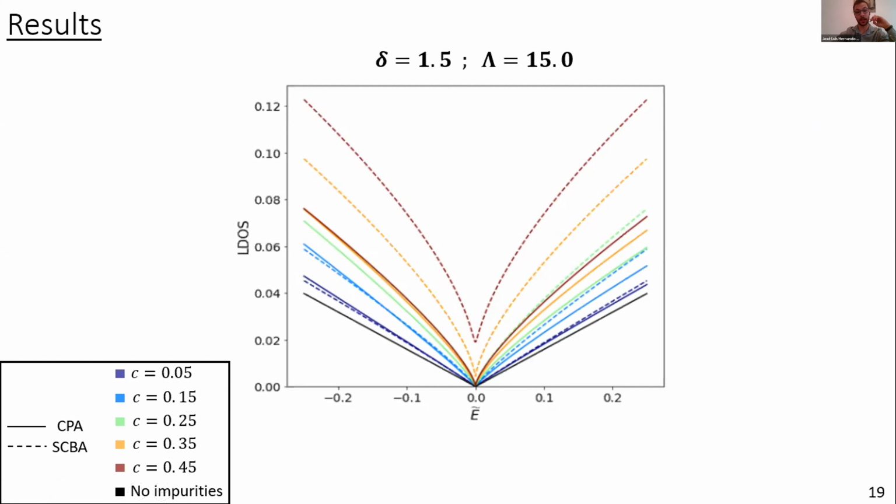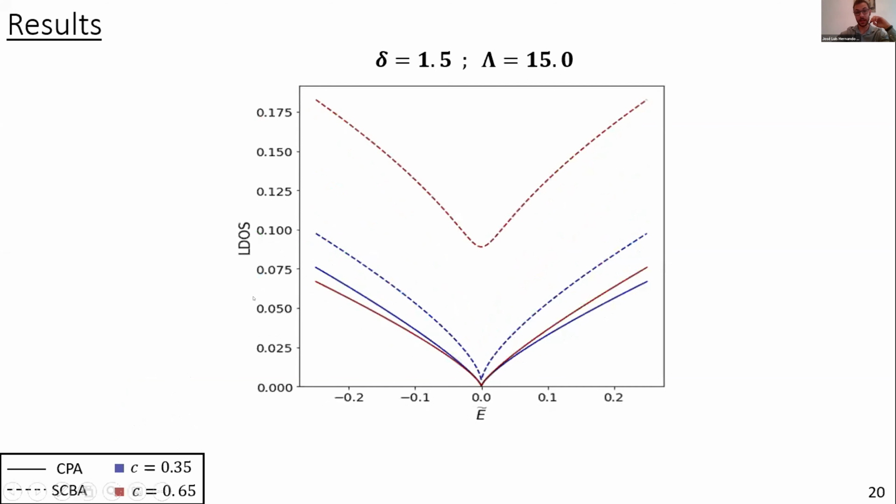Okay, I would like to remark that by plotting the local density of states, a new symmetry appears, which consists, for the SCBA, of changing the energy by minus the energy without changing the concentration, and for the CPA, of changing the energy by minus the energy and the concentration by its complementary. Well, this has consequences on those zero energy states.